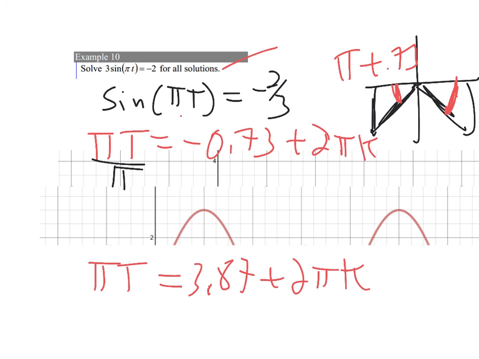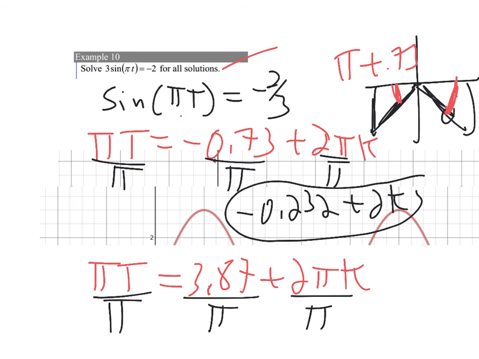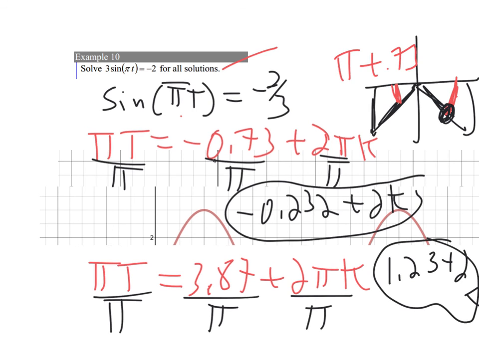So now if I divide by pi, divide by pi, divide by pi, same deal down here. So negative 0.73 divided by pi, and I'm just letting my calculator do all this work. I'm getting negative 0.232 plus 2k. That's one set of solutions. That'll give me all the solutions that were here. And then for the next one, what's 3.87 divided by pi? That's going to be pretty close to 1. Yep. 1.23 plus 2k, right? So that's all solutions on that interval.